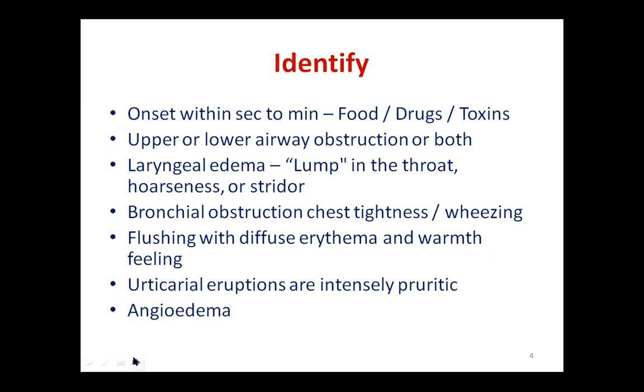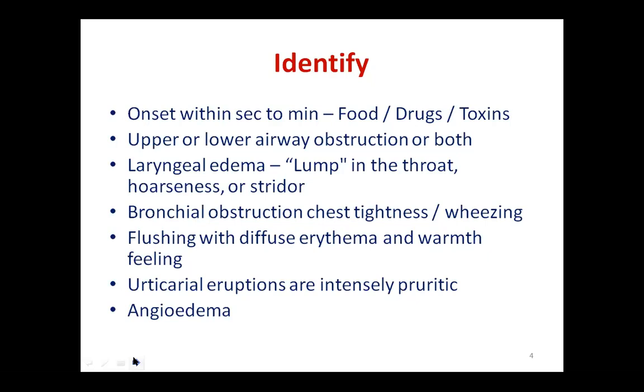is the onset of manifestations within seconds to minutes after introduction of the antigen, generally by injection, less commonly or sometimes by ingestion. So there will be upper or lower airway obstruction, or both. There is laryngeal edema, a lump in the throat, hoarseness, stridor, bronchial obstruction followed by chest tightness. There will be wheezing, flushing with diffuse erythema and a feeling of warmth.